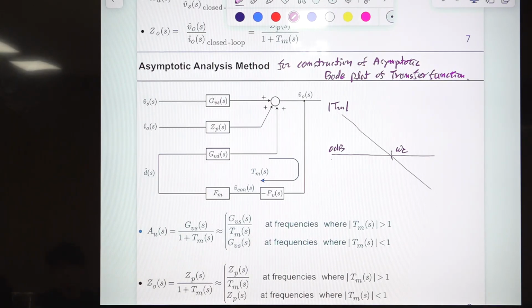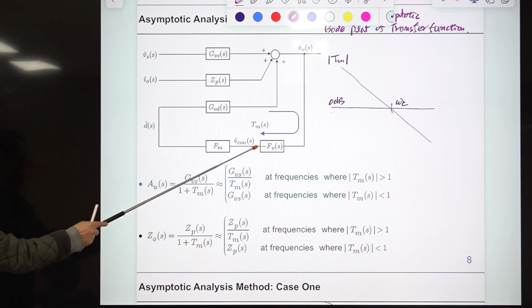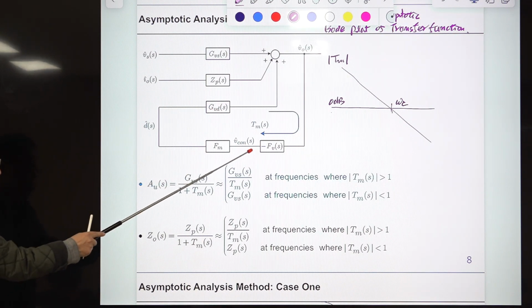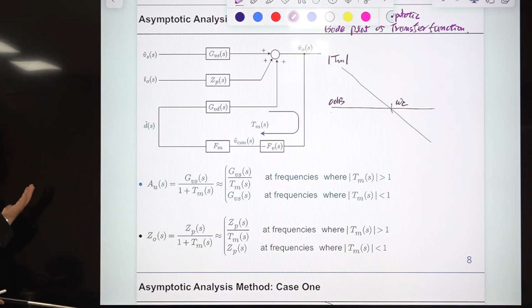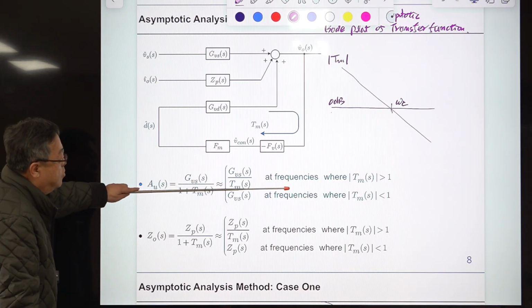We already know the expression of the loop gain, which is a product of 3 elements without a minus sign, because there is an additional minus sign, so they cancel. And this audio susceptibility is given by this, and output impedance is given by this. We went through this, okay. Then we use this approximation.